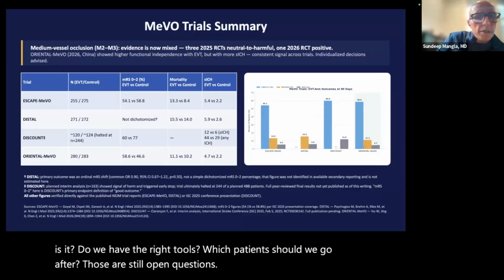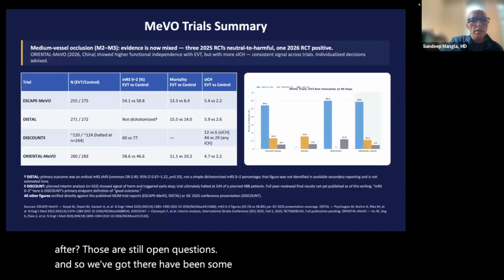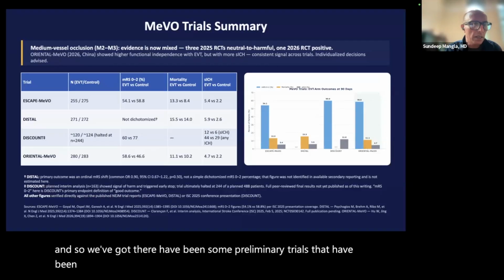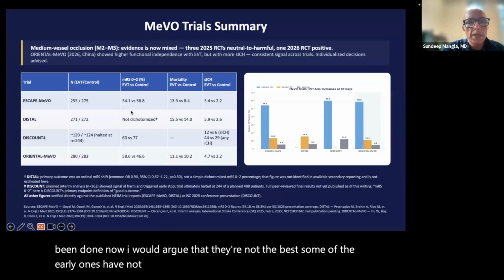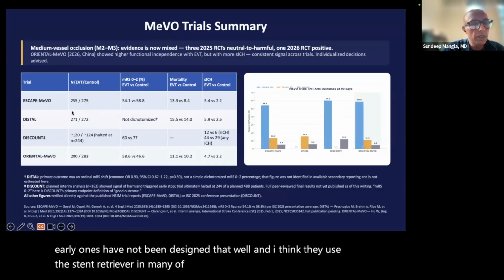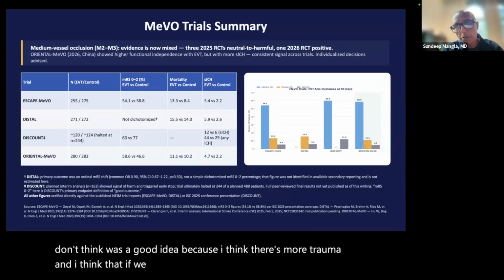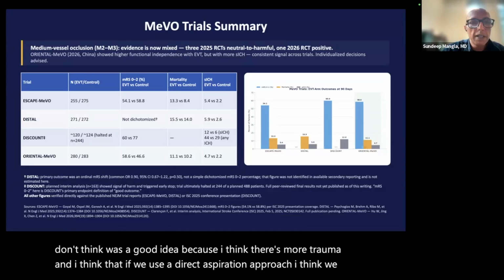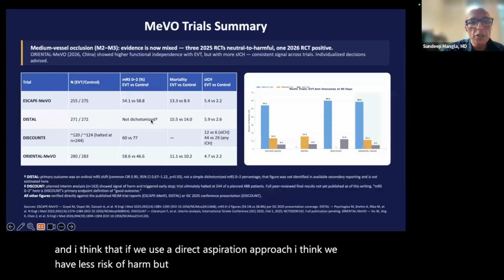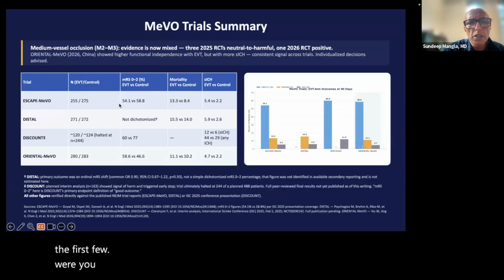And so there have been some preliminary trials that have been done. Now, I would argue that they're not the best. Some of the early ones have not been designed that well. I think they used a stent retriever in many of these distal vessel occlusions, which I don't think was a good idea, because I think there's more trauma. And I think that if we use a direct aspiration approach, we have less risk of harm. But these early trials, the first few, were pretty neutral, or in terms of outcomes, good outcomes.